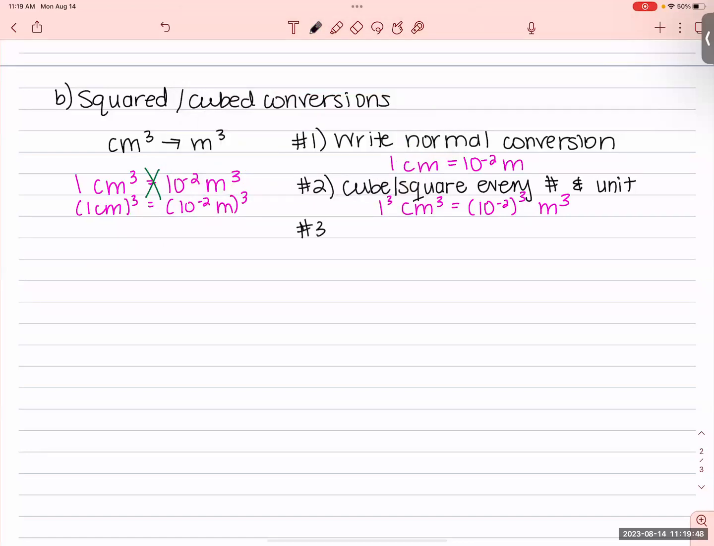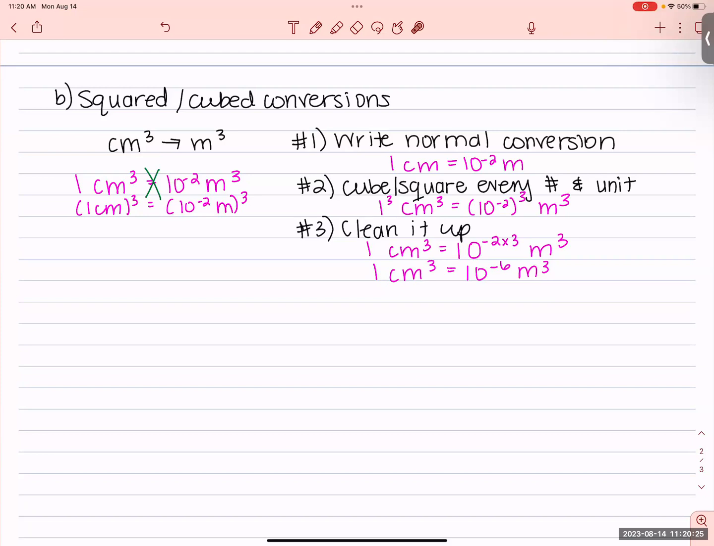And what I mean by clean it up is do the math for the numbers that are cubed. So for example, we know 1 cubed is 1 centimeters cubed. Now, 10 to the negative 2 cubed: when you have a power and you raise it to another power, you multiply these two numbers together. So this will be 10 to the negative 2 times 3 meters cubed, which is 10 to the negative 6 meters cubed. Now I have a cube conversion. And I would use it the way that I would use any conversion, which we'll talk about in just a second in our last portion.